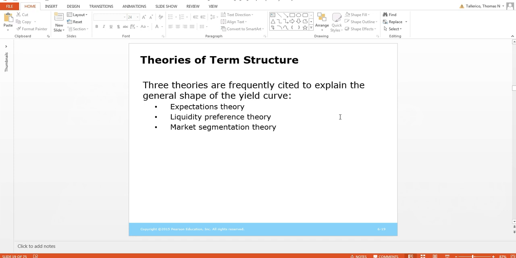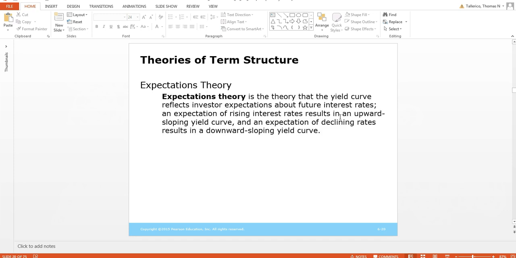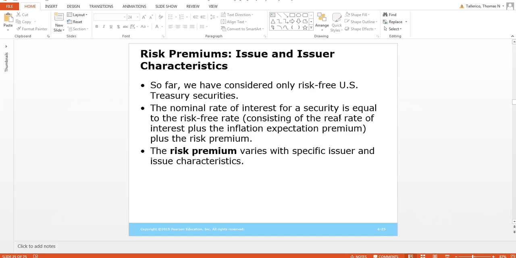All right, so there's a bunch of theories of the term structure, which I'm not going to cover too much. I want to get to the bond equation. I'm going to jump ahead.